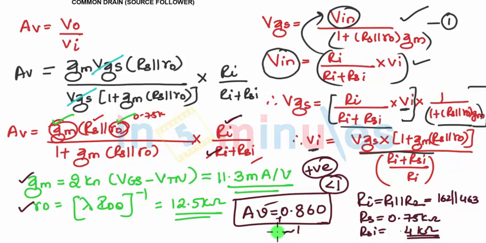That is, whatever you apply at the input, you will get at the source. It is called a source follower without any amplification. Since you are getting a gain of 1, it is just called a source follower.